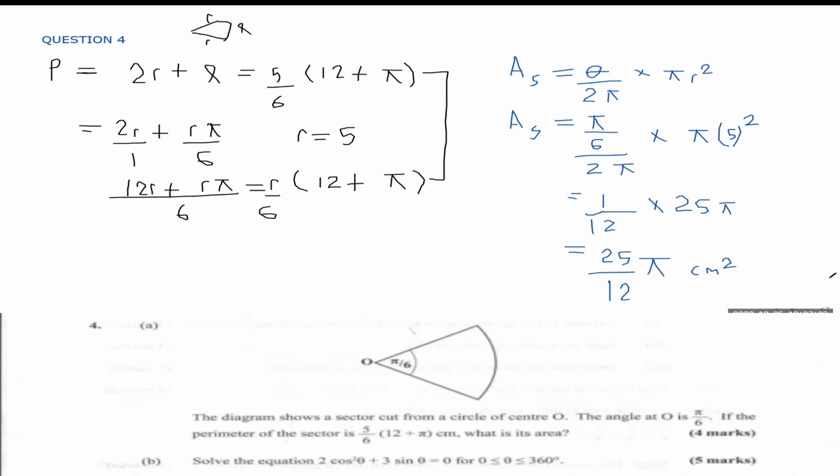Nice and easy. Let's look at the next part of the question. The next part of the question is a trig equation. They give us a nice equation to solve. They ask us to solve 2 cos square theta plus 3 sine theta equals 0. This is what they're asking us to solve.